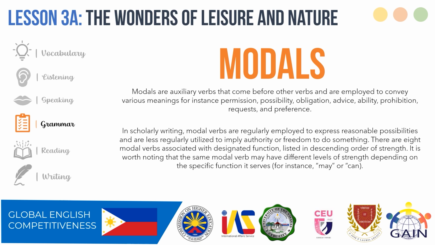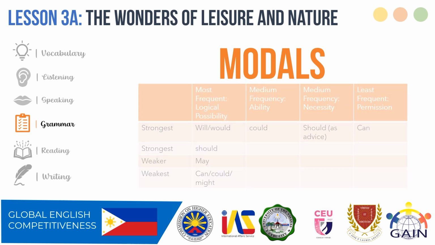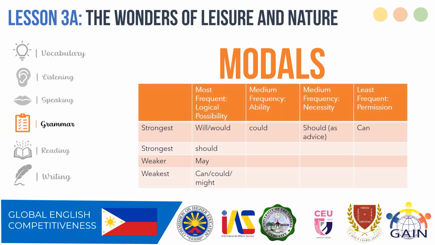In scholarly writing, modal verbs are regularly employed to express reasonable possibilities and are less regularly utilized to imply authority or freedom to do something. There are 8 modal verbs associated with designated function, listed in descending order of strength. It is worth noting that the same modal verb may have different levels of strength depending on the specific function it serves. You may pause the video and take a screenshot of this table, as this may come in handy in the succeeding activities.